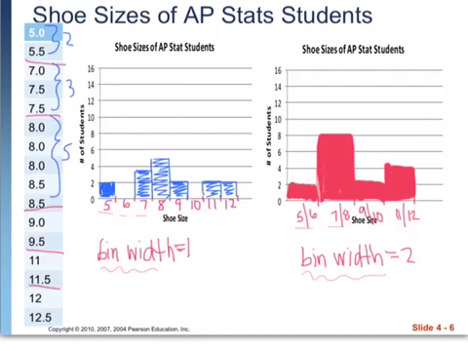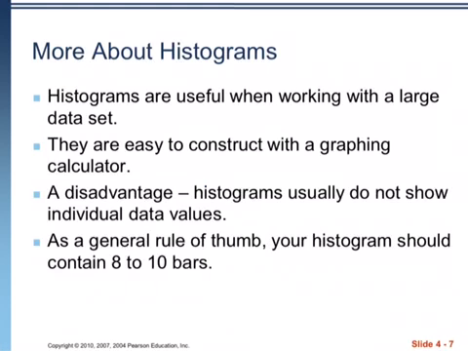So you can see from this that histograms will look different if you choose a different bin width, and that's okay. To recap, histograms are extremely useful when you're working with large sets of data, and they're easy to construct with your graphing calculator. A disadvantage of histograms is that they usually do not show the individual data values. That's because you're grouping things into bins. So all the 5s, 5.5, 6, 6.5, all those shoe sizes went in the same bin. You don't know what was what in that bin.